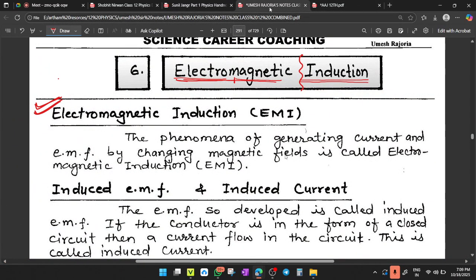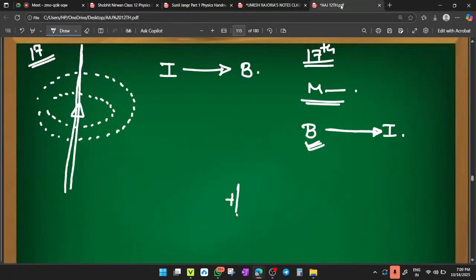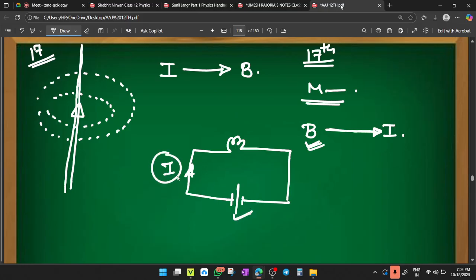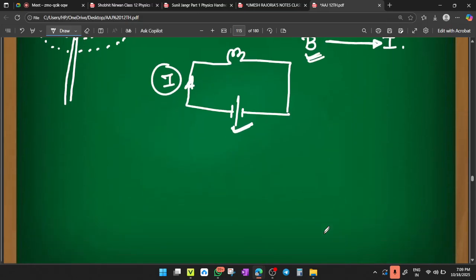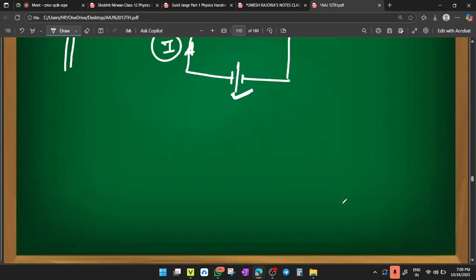Let us read the phenomenon of generating current and EMF. Obviously, when there is EMF, only then current will flow, because as plus and minus polarities are there and the circuit is closed, only then can current flow. So first EMF will be produced, then afterwards induced current will flow. The EMF produced during electromagnetic induction is called induced EMF.